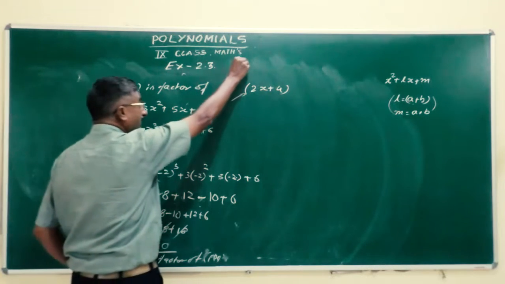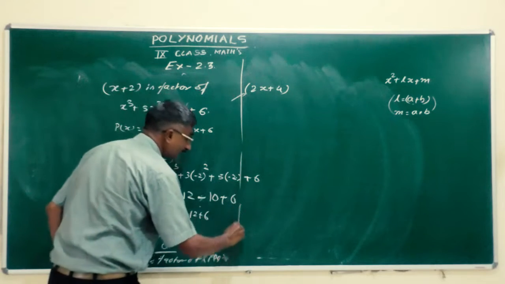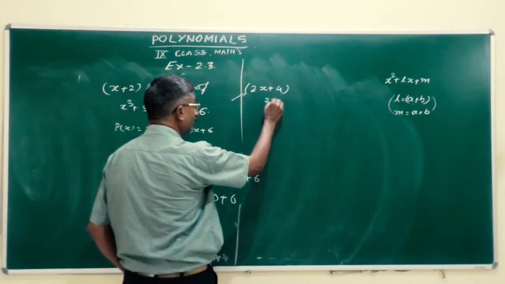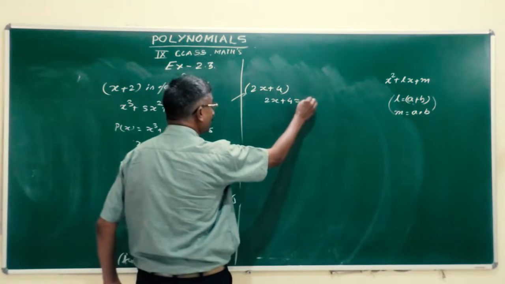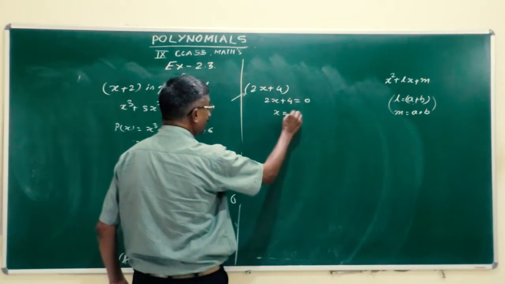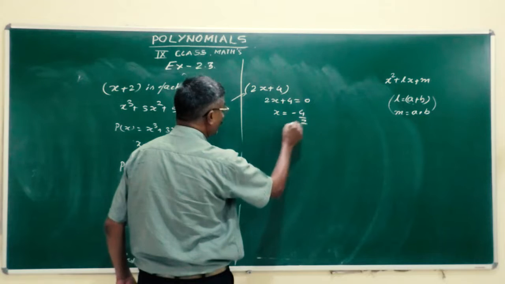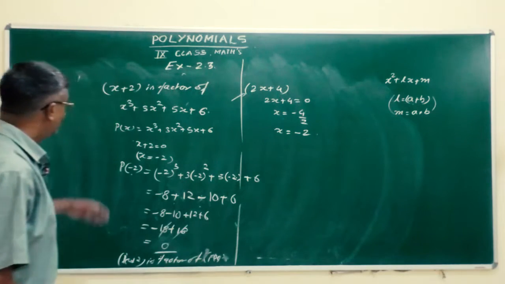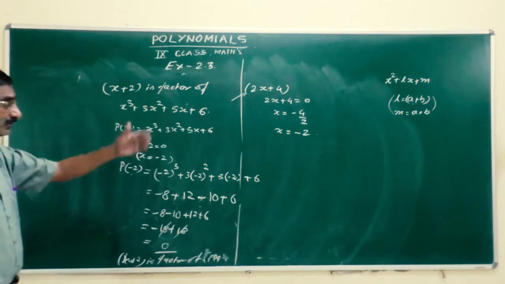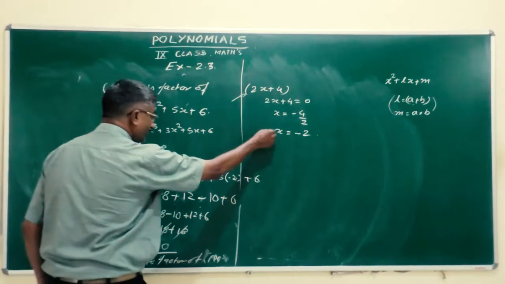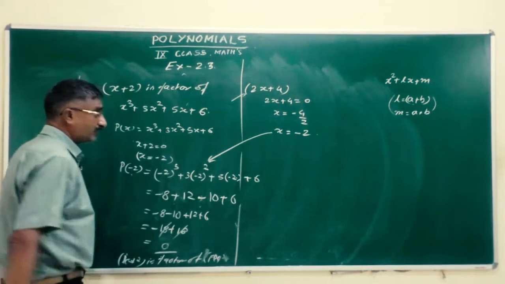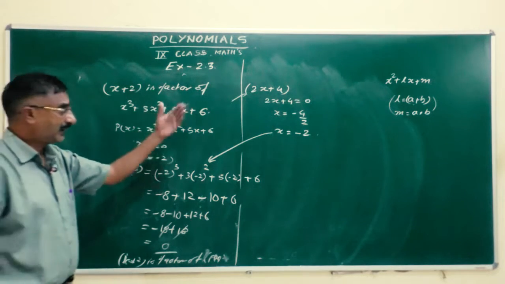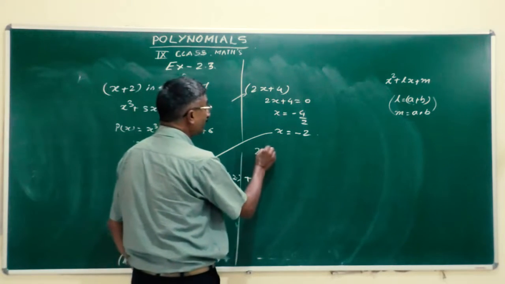Now we have to check whether 2x plus 4 is a factor of the polynomial. So 2x plus 4 is equal to 0, so x is equal to minus 4 upon 2, so x is equal to minus 2. I am getting the same value, x is equal to minus 2, the same as before. So this is also a factor. Clear?